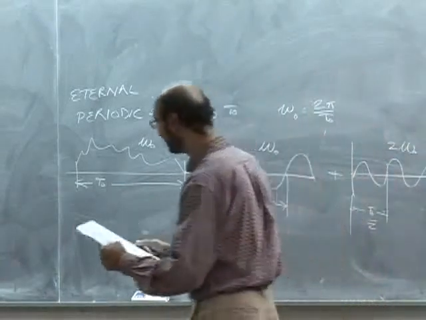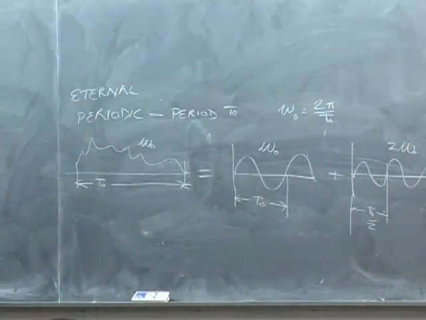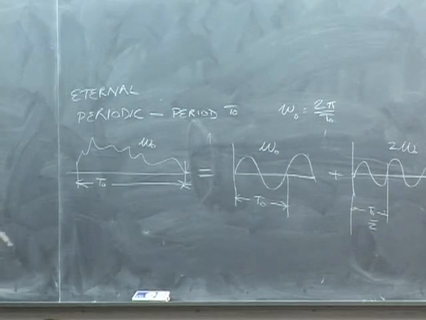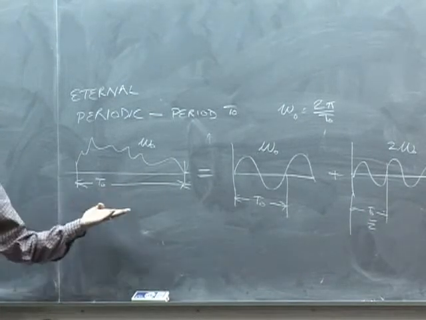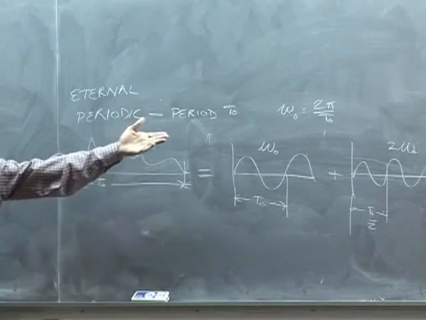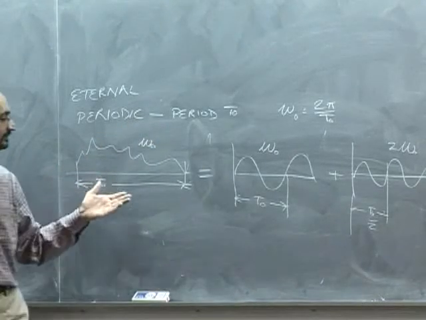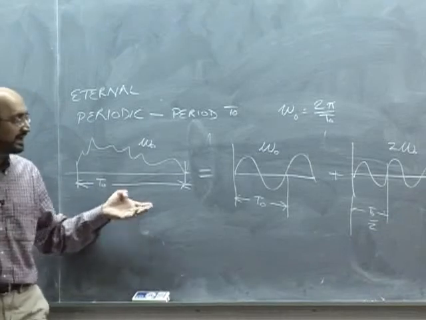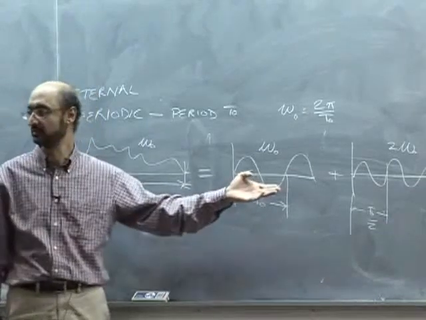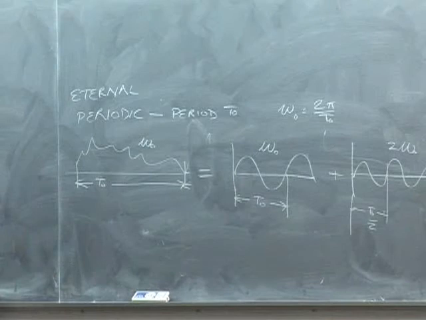Okay. So this is the beautiful intuition behind Fourier's analysis, which is that if you take something with an intrinsic frequency of omega naught, which is 2 pi by T naught, we can represent this arbitrary waveform as a sum of sinusoids.